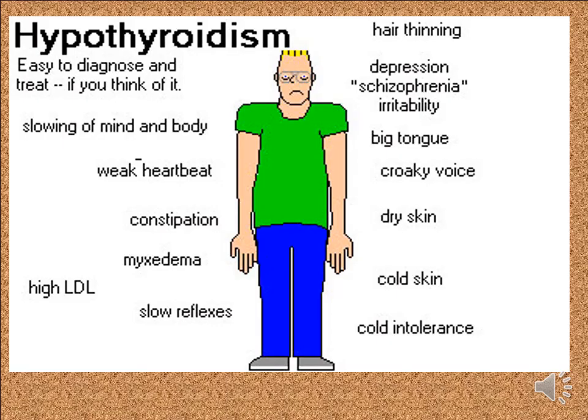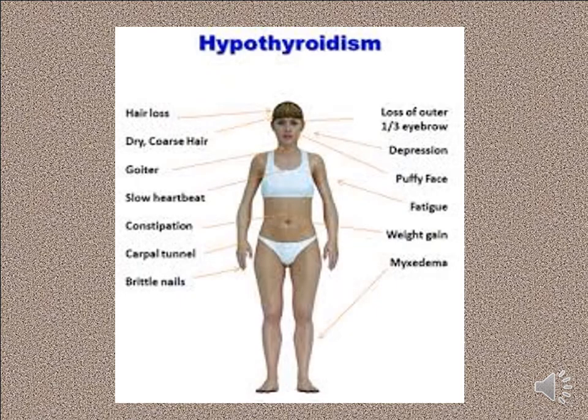This figure shows the most important signs and symptoms of hypothyroidism, easy to diagnose and treat if you think of it. We start with hair thinning, depression, irritability, slowing of mind and body, big tongue, and weak heartbeat, foggy voice, dry skin, constipation, myxedema, cold skin, high LDL, slow reflexes, and cold intolerance. In this figure again, you can see the most important features of hypothyroidism.